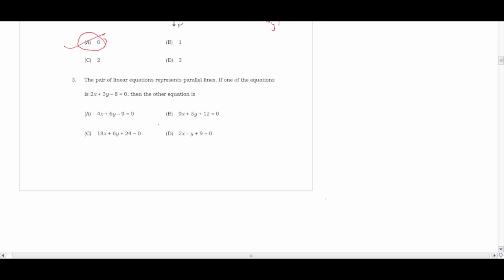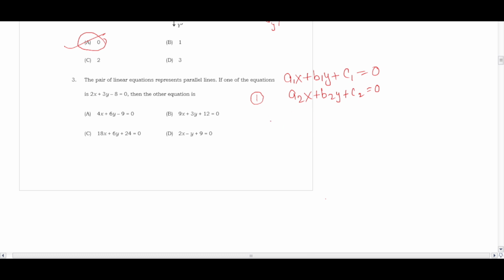The third question: a pair of linear equations represents parallel lines. If one equation is 2x plus 3y equals 8, then what is the other equation? There are 3 conditions. If a1x plus b1y plus c1 equals 0 is the first linear equation, and the other is a2x plus b2y plus c2 equals 0, this is the second.